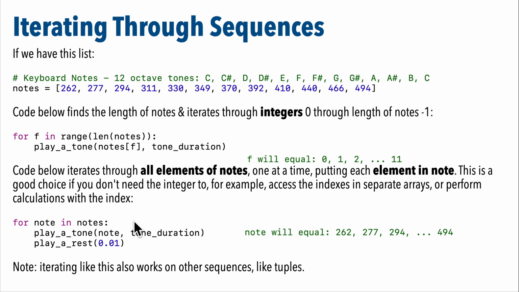If you don't need the index value, then this one is usually preferred. But either one works exactly the same. But Python programmer, now you know both of these techniques, iterating using an index and iterating through a sequence. And by the way, this iteration technique also works on other sequences too, like tuples. So now let's code up this example.